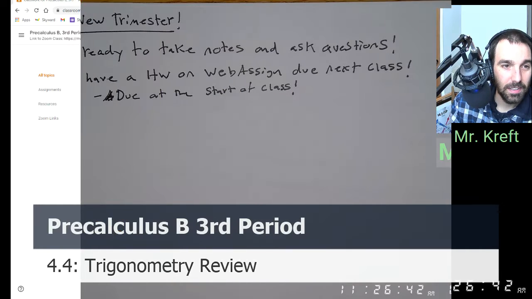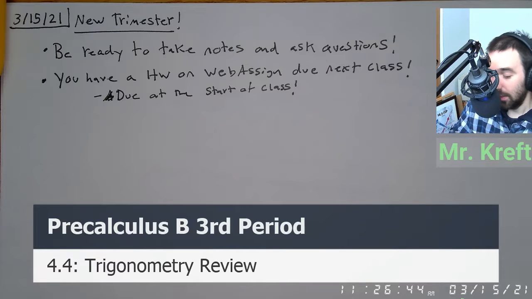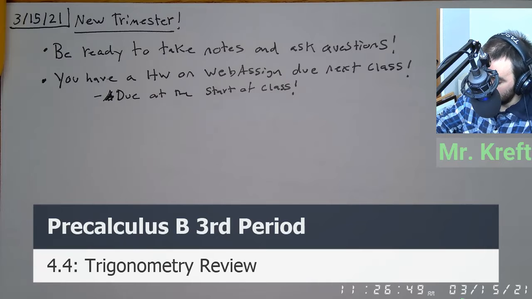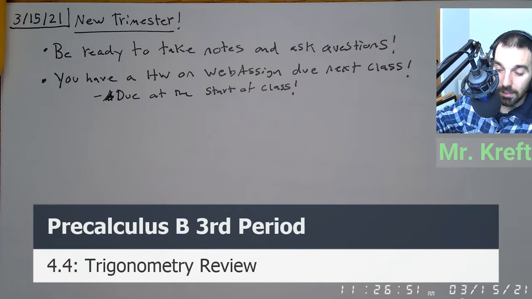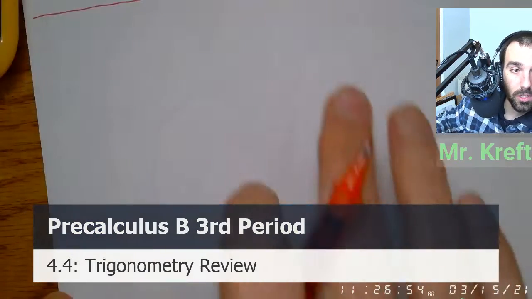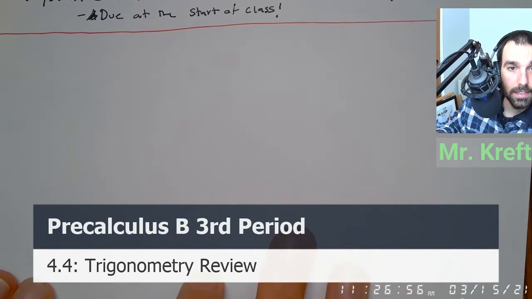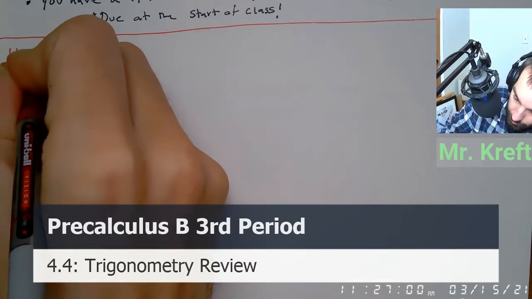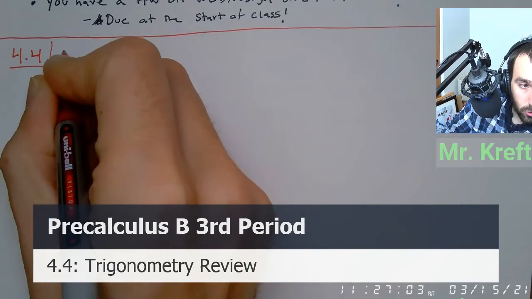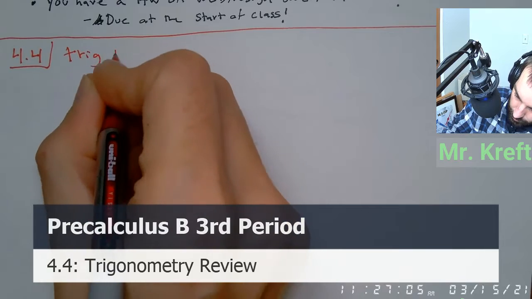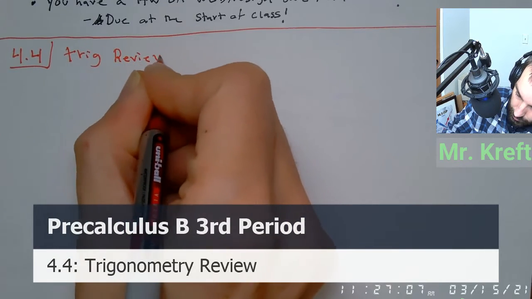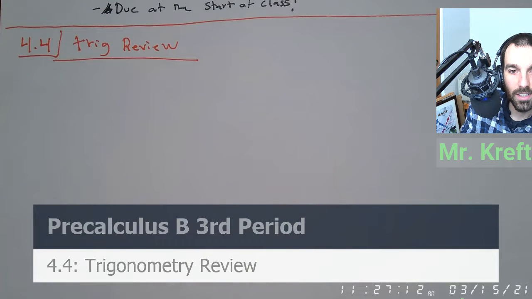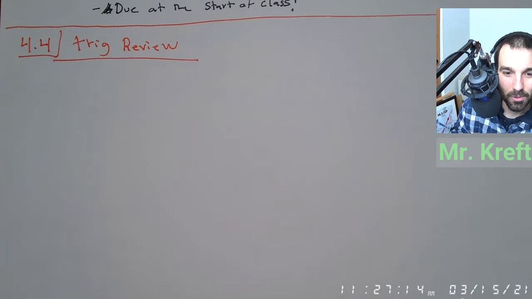All right, I'm going to go ahead and we're going to get started. If you're following along, remember if you need a physical book, you can always check one out from the school library. If not, you can follow along with the online book on WebAssign. Today we're going to be doing 4.4, a trig review. I'm going to take some time and show you how to do some trig review.